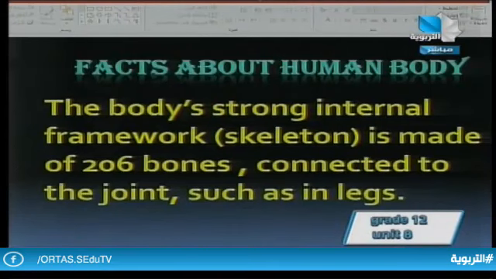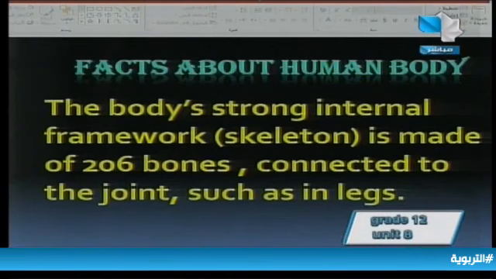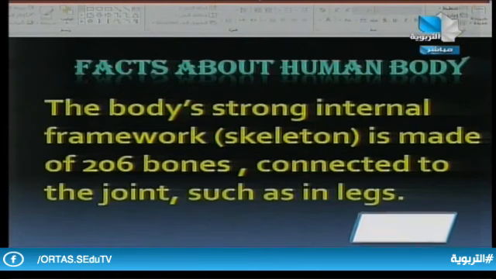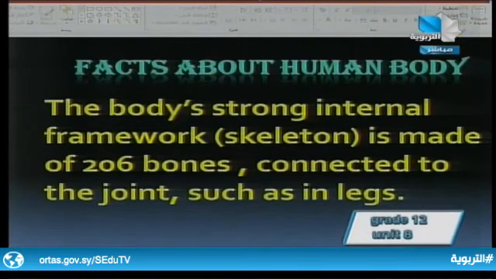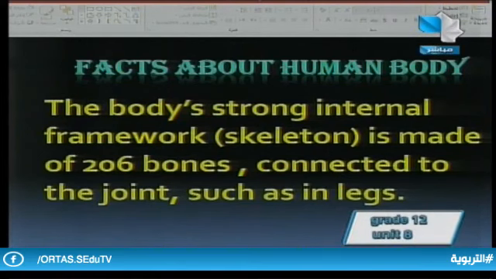And the framework, which is the skeleton, is made of 206 bones, connected to each other by the joints, such as in the leg or the arms. So when we talk about the skeleton or the bones, we say that the bones are the body's strong internal framework.